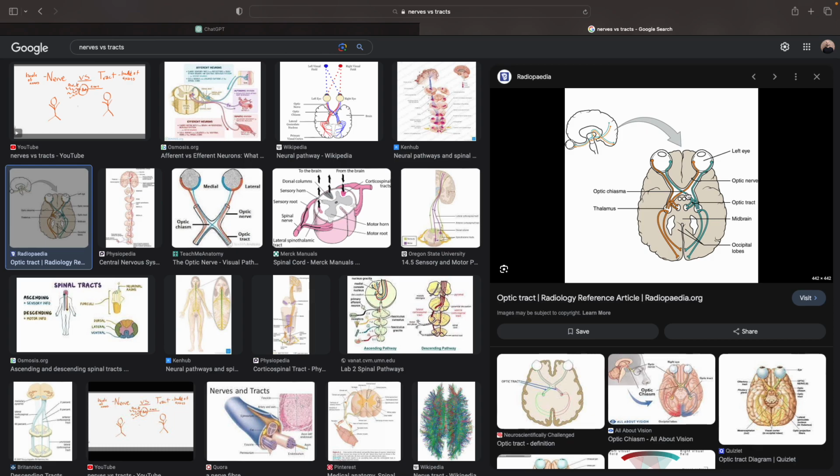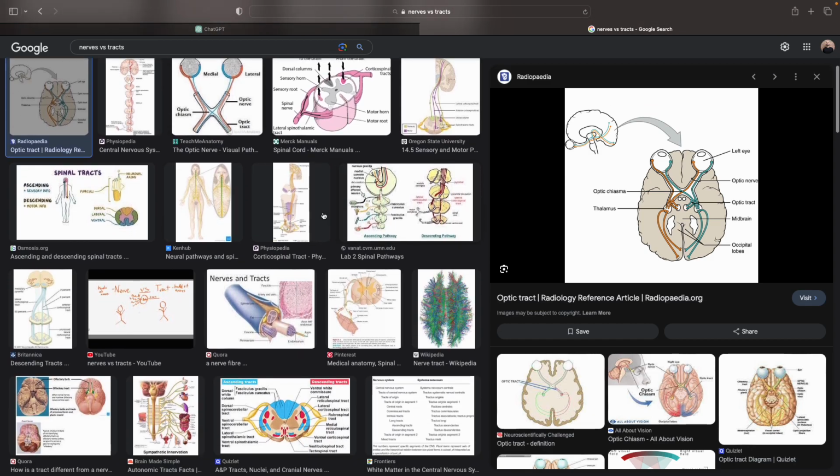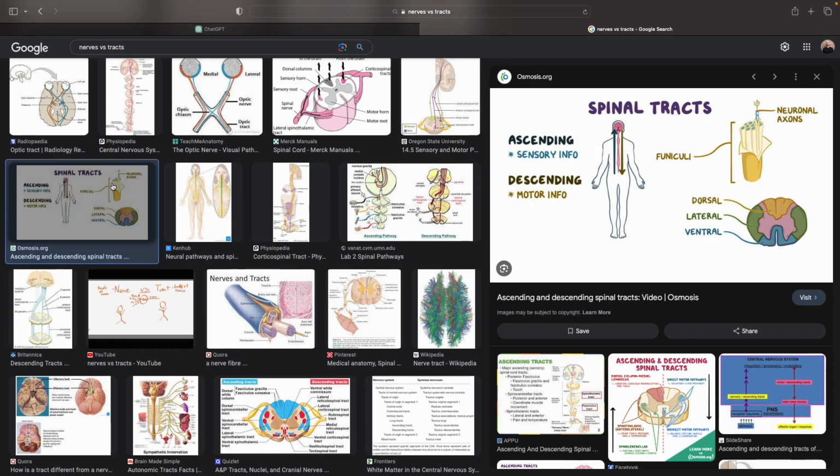And yeah, so then you have also the optic tract. The right side of both eyes goes to the right hemisphere of the brain, and the left side of both eyes goes to the left hemisphere of the brain. This is pretty interesting. And so before the optic chiasma, it's nerves, and after it is tracts. And spinal tracts, ascending is sensory info, descending is motor info. We had it there.